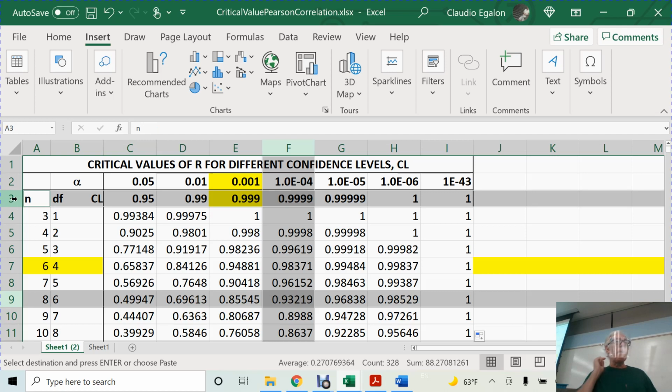Right? 99.99%. Okay? Did you learn how to do that? How to use this table? Yeah. Okay, so that's the easiest type of exercise I'm going to see.